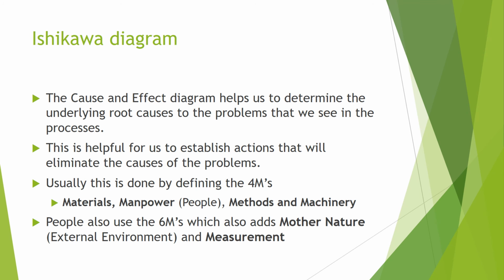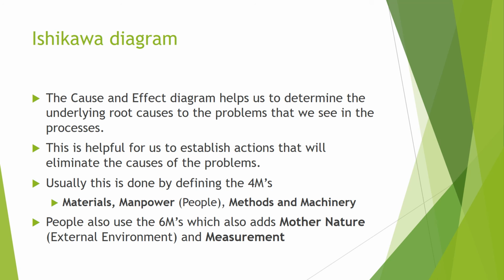The Ishikawa diagram, which is the last tool that you're asked to use in this activity, is also called the cause and effect diagram and helps us to determine the underlying root causes to the problems that we see in a process. This is very helpful for us to establish actions that we will need to do to eliminate the problems. So if you see that you have a problem in a process, but you don't know why it is occurring, a fishbone diagram or an Ishikawa diagram, which is the same, will help you very much to know what are the root causes of the problem that you are seeing. So usually in a process we see symptoms, but we want to get to the root cause to solve it, right?